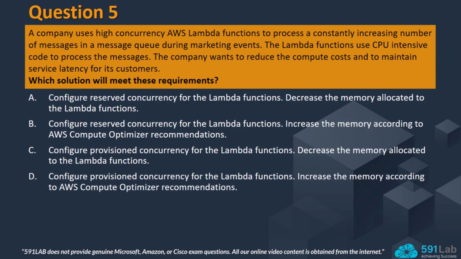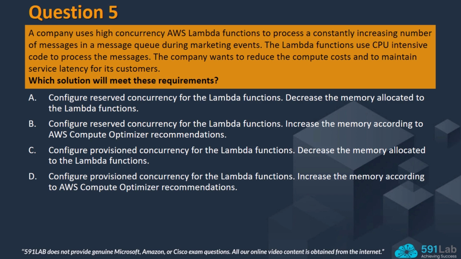Option C. Configure provisioned concurrency for the Lambda function, decrease the memory allocated to the Lambda functions. Provisioned concurrency ensures a specified number of concurrent executions are available, but decreasing memory might impact the performance of CPU-intensive tasks. So this is not the correct answer.